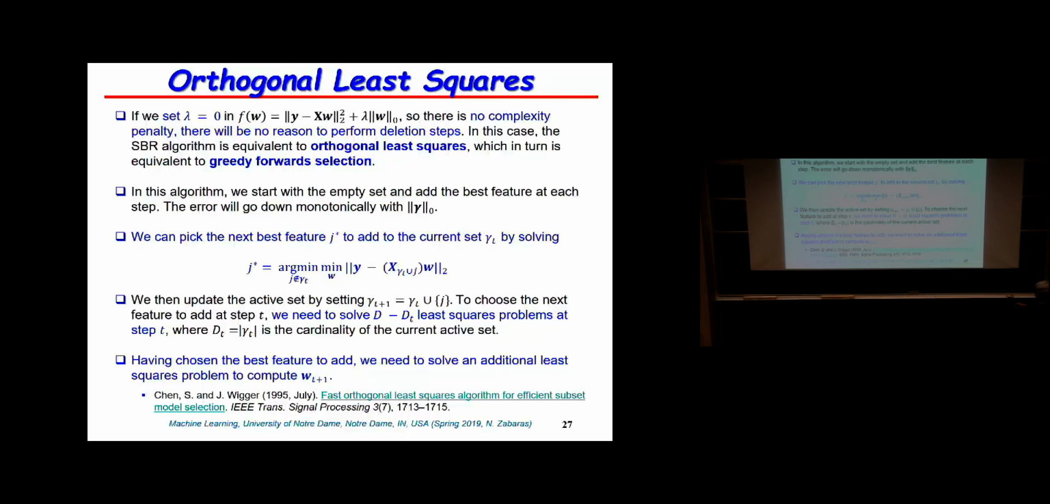You're going to have to solve a total number of least squares problems that is d minus dt. So that's an expensive calculation. It's not a trivial calculation. So this algorithm goes with the name orthogonal least squares, or greedy forward selection. And it's forwards because we only add variables. We don't remove variables, right? And this is what makes this computation easier.